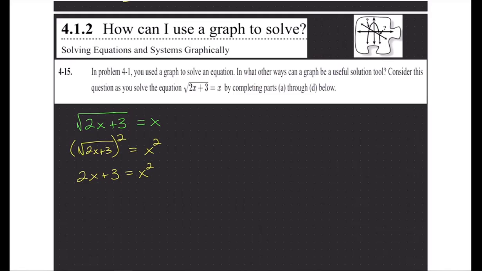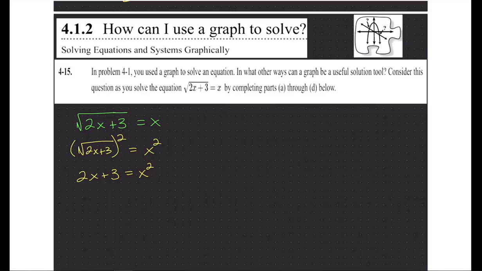What do you think we have going on now? We should probably get everything on one side. Is this one of those Q words? Quadratics? Looks like a quadratic to me. I have an x squared and an x, so we're going to have to solve a quadratic. How many solutions might we find? Two, because our highest exponent is 2, so most likely we're going to get 2 answers.